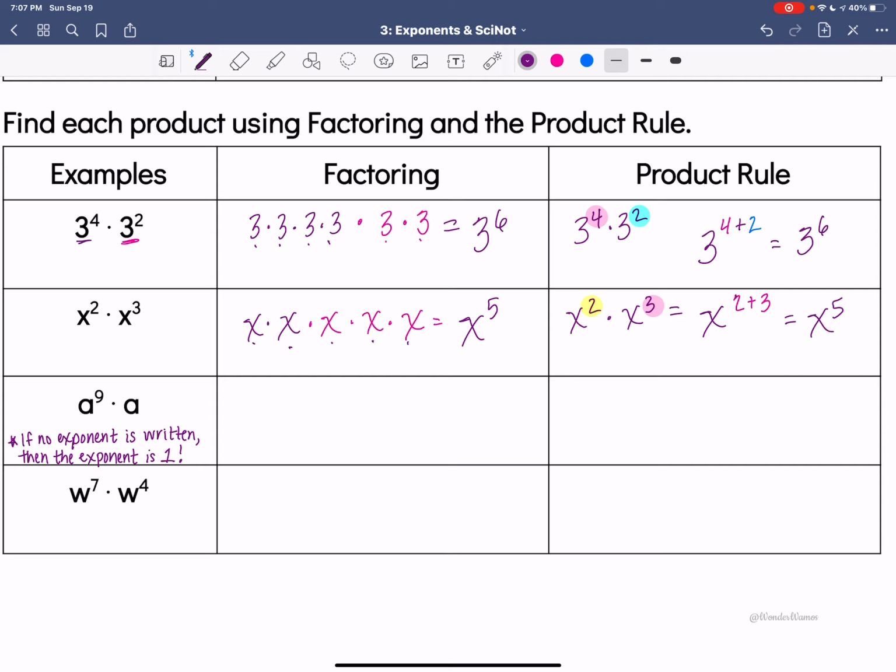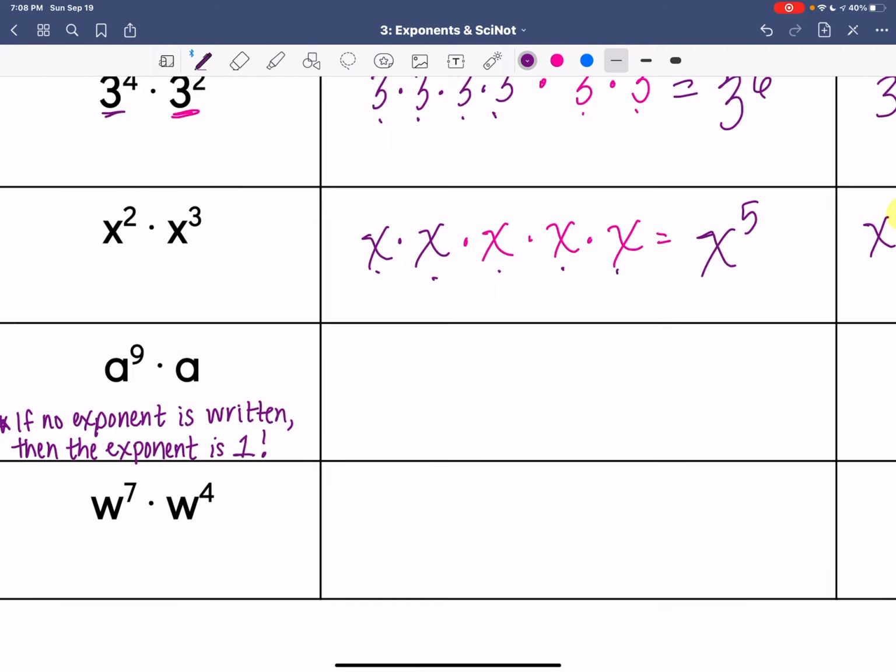Alrighty, and I'm going to write this 2 in purple. There we go. All right, so we still get the same thing. It's just a shorter cut. All right, so now on this next one, I want you to make sure you write this on your paper off to the side.